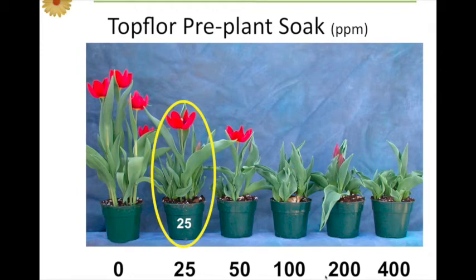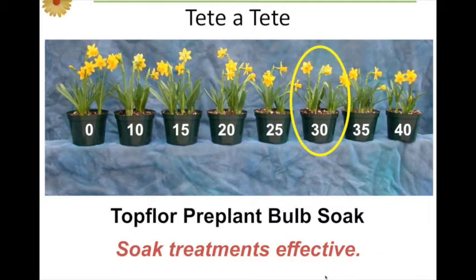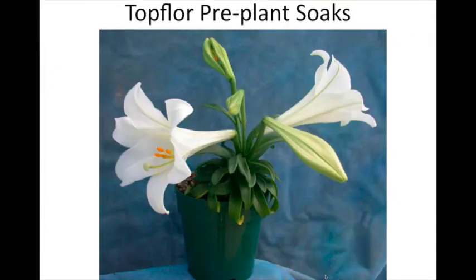25 parts per million on some of the tulip varieties that he looked at also worked well. 25, 30 parts per million also worked for tete-a-tete. And again, we're looking at the stretch after they go into the post-harvest. So we're avoiding that excessive stretch, and that worked very well for a rate.